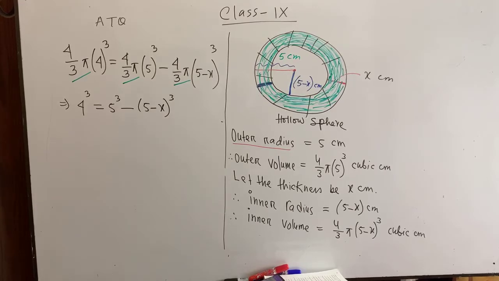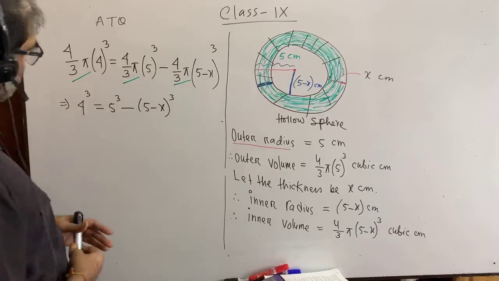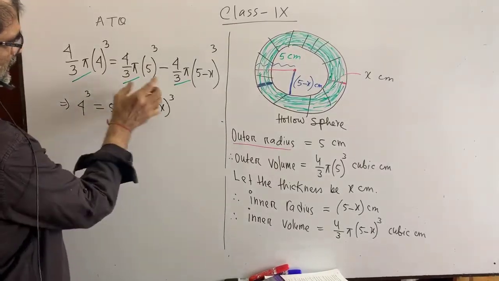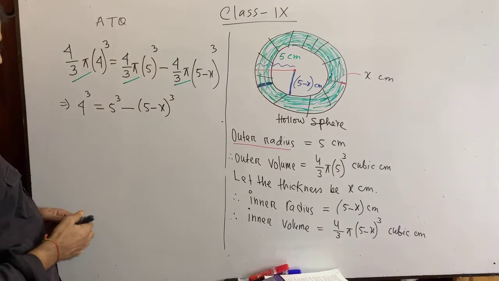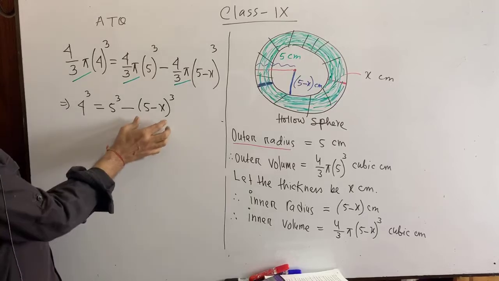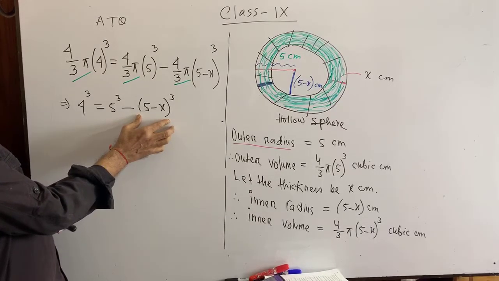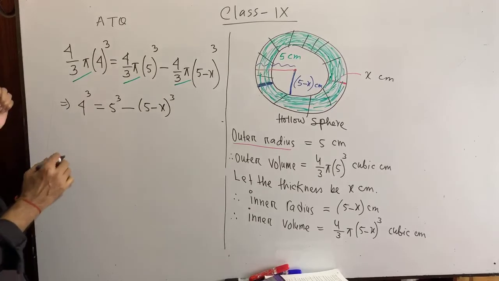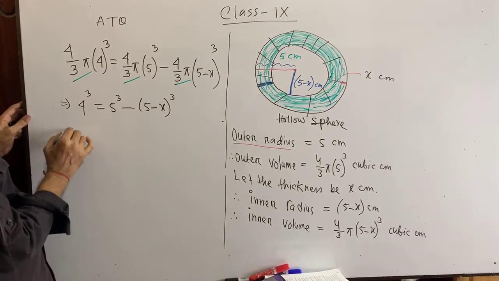Okay, actually what you are getting here, I have just subtracted the inner volume from the outer volume. Now I have seen too many students just putting this into the formula of a minus b whole cube. I request you all not to do that. What will you do then? Please write down here in this way.